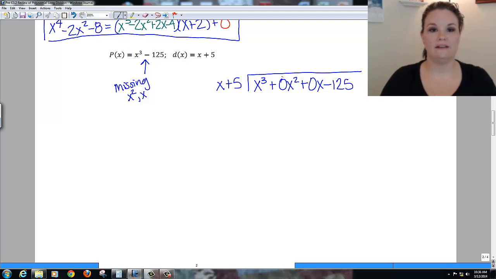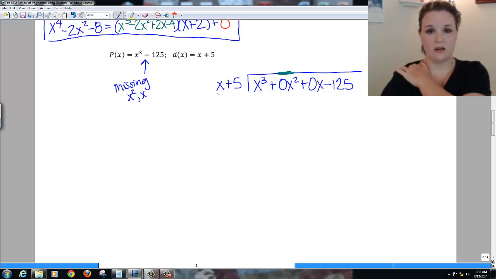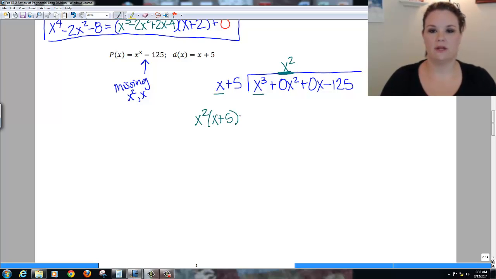I have two terms, so I move over two places. I'm going to write my first number above the 0x squared. What do I have to do to my x to make it look like x cubed? I need x squared. So I'm going to do x squared times x plus 5 and write that here. So x squared times x is x cubed. x squared times 5 is 5x squared. And then I draw my line, change my signs.